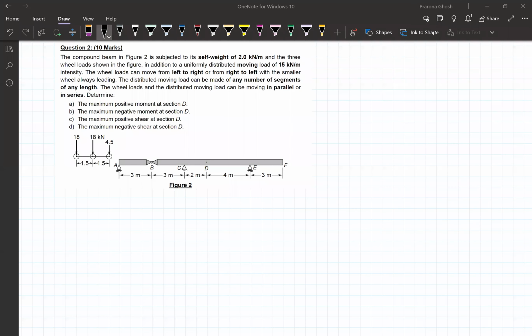Okay, so for this one, they're asking for the moments at section D, right? So for influence line diagrams, you always have to do it for whatever section they're asking for. In the assignment, it would be like section B, something in the beginning. So that's why it's kind of different for this one. And so I do it my way.